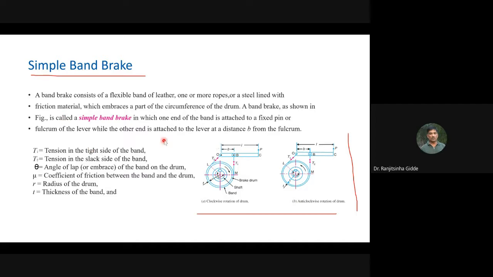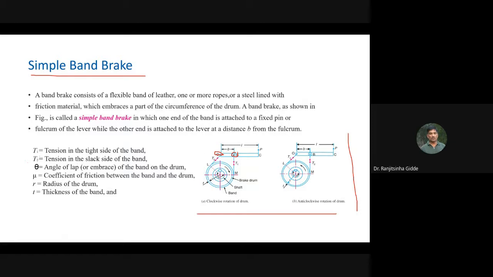So in case of the simple band brake, one end of the band is attached to a fixed pin. Here it is attached to the fixed pin or the fulcrum. So at the O you can consider it as a fulcrum, and the other end is attached to the lever at a distance B from the fulcrum. So this one is the point B.